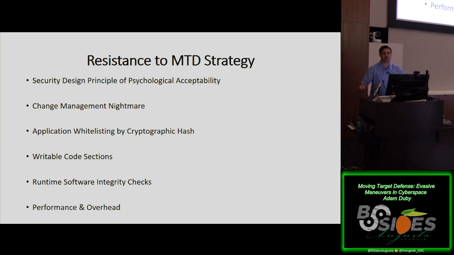Application whitelisting by hash, that's done quite frequently. And if you're doing runtime software transformations, this won't be effective anymore. Writable code sections for runtime software transformation. I think we can all agree that writable code sections might be a bad idea. We did that decades ago. We don't want to go back to that. Also, runtime software integrity checks and performance and overhead. But it's really this psychological acceptability of diversifying our systems that's the biggest hindrance to progress in the MTD research community.